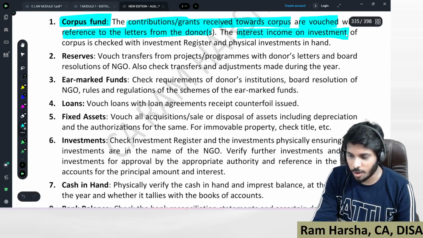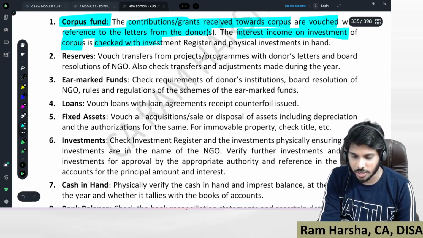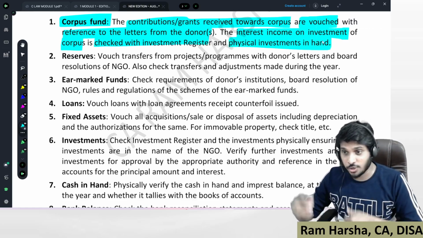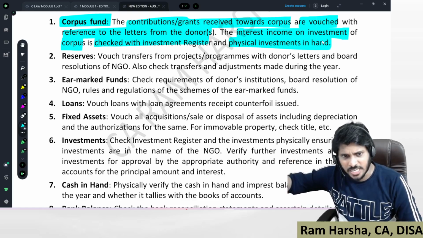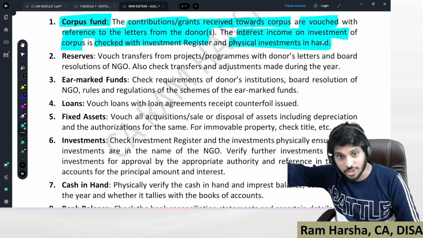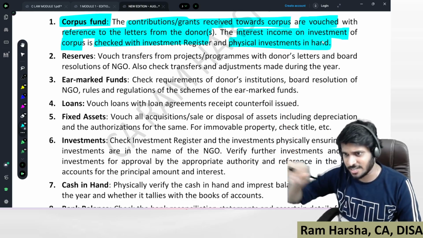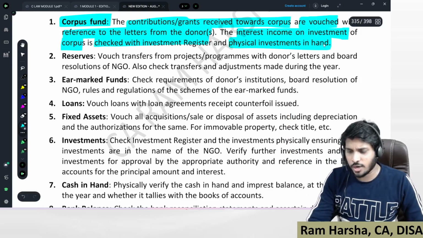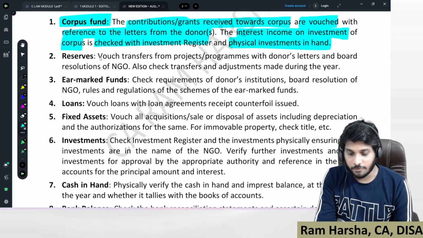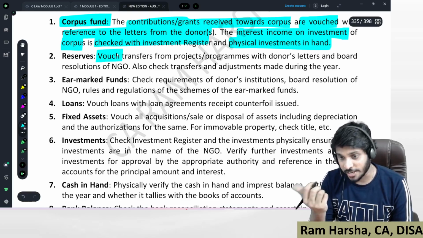The interest income on the investment of the corpus is checked with the investment register and physical investment in hand. Even with respect to corpus donation, whatever donation I gave for corpus, that money they will invest somewhere. Even that interest will generally be credited to corpus only. So we need to check whatever investments were made out of the corpus fund. Then vouch means verify, check.